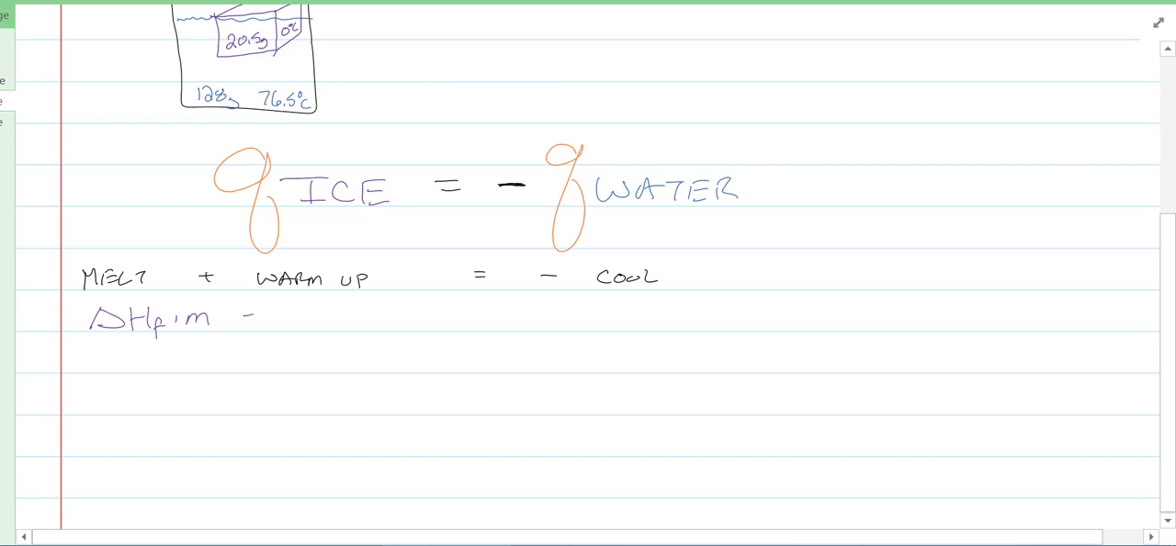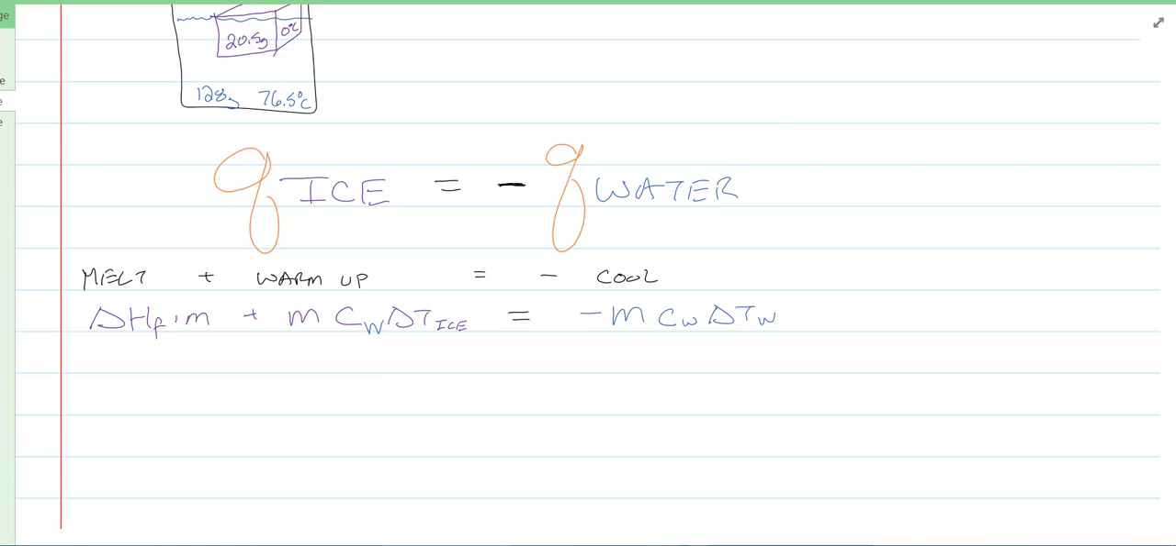And then we're going to warm up. MC delta T of ice. But C, what C are we using there? If the ice melted, is it still ice? No, it's now liquid water. So we're going to use the specific heat of water. That's very important. And this is going to equal, water cooling would be negative MC of water, delta T of water. Now, delta T, let's break down one more line.